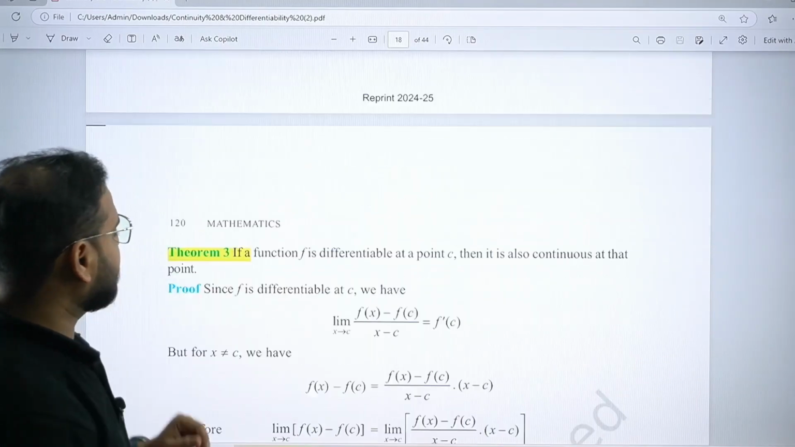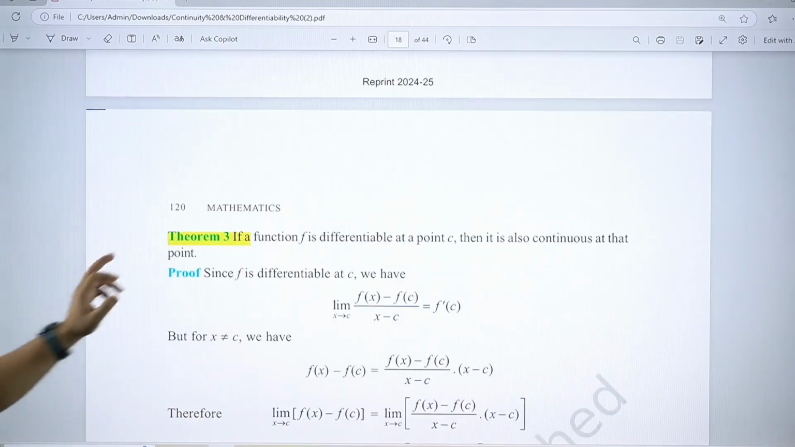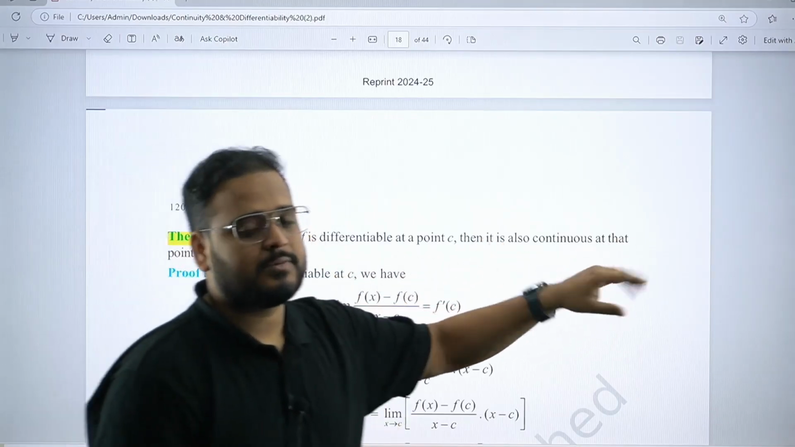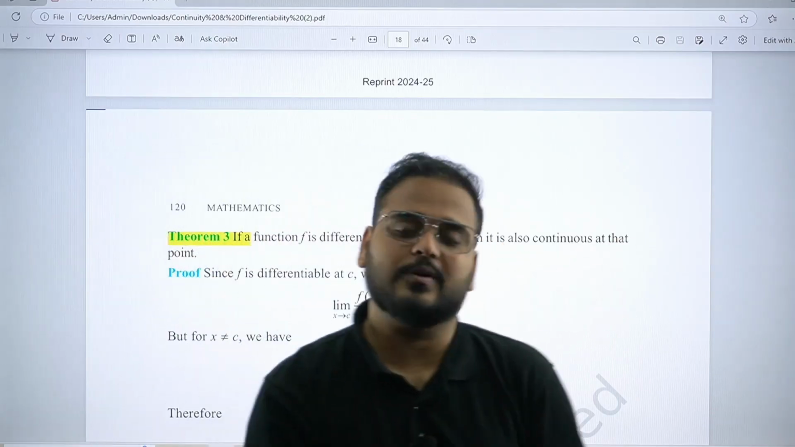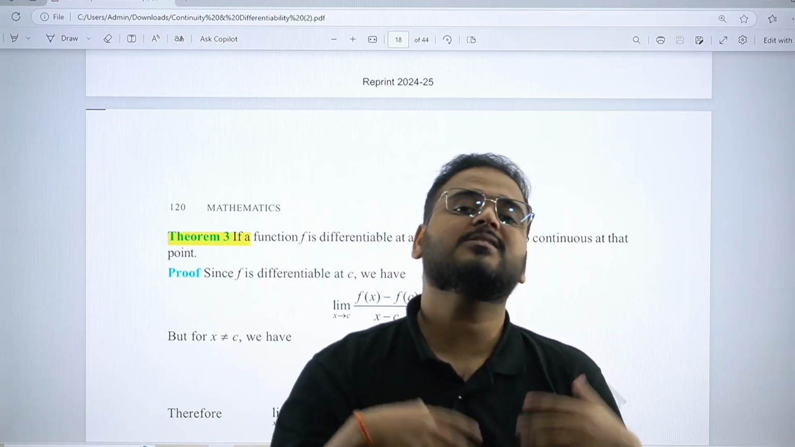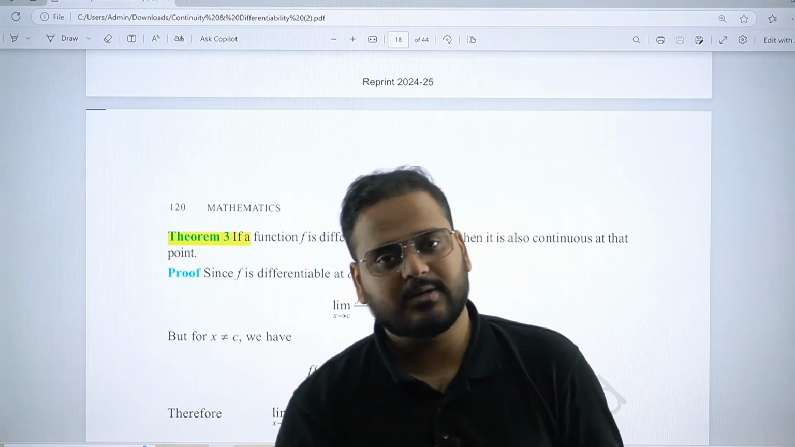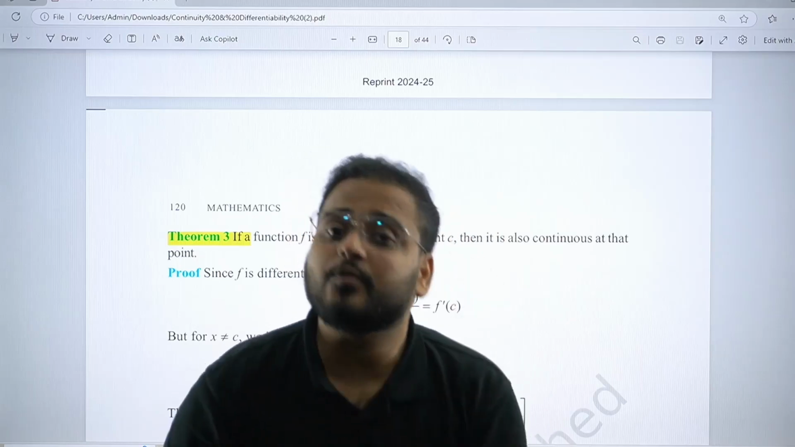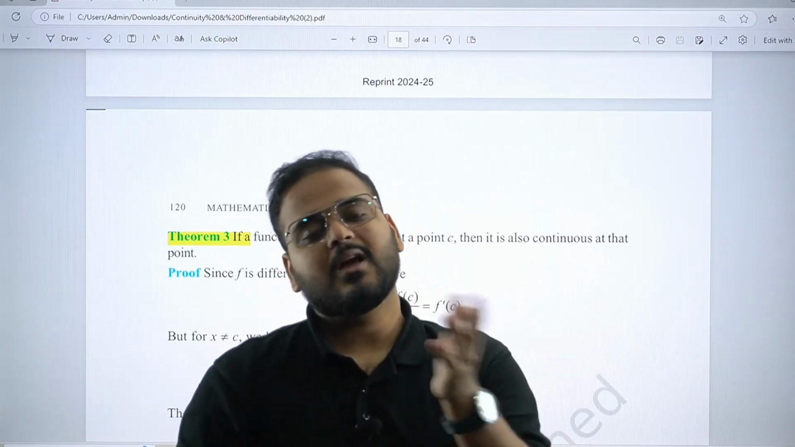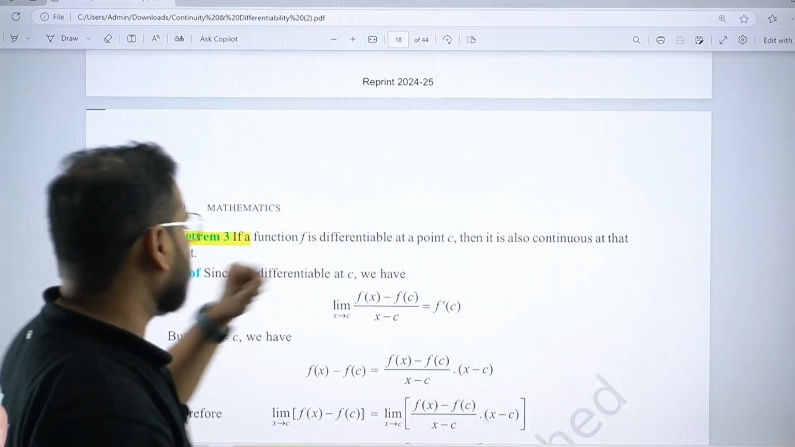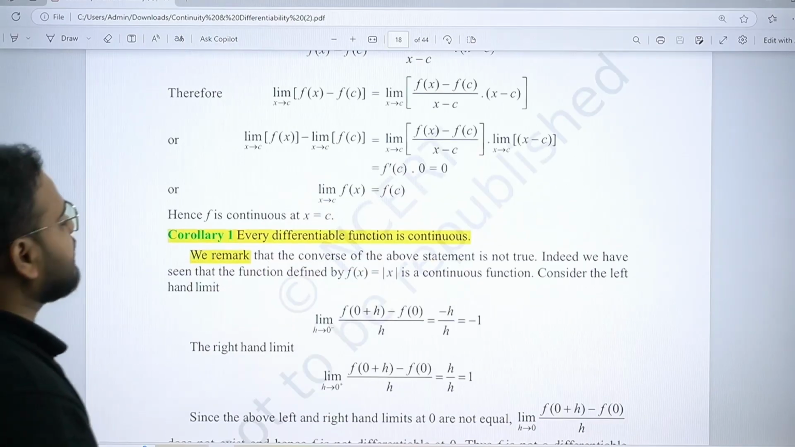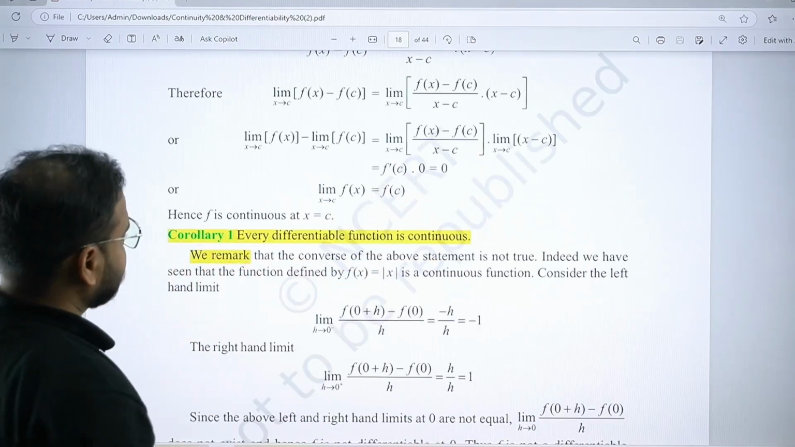Okay, theorem number 3, same thing, bacha. If it is differentiable, it will actually be continuous. But if a function is continuous, we can't say for sure whether it is differentiable or not. We have to check for differentiability. How do you check that? Find LHD and RHD. But if you already know the function is differentiable, then it will be continuous for sure. Same thing is written over here, theorem number 3. Okay, we'll move on to the corollary. Every differentiable function is continuous. That's correct. Chaliye.